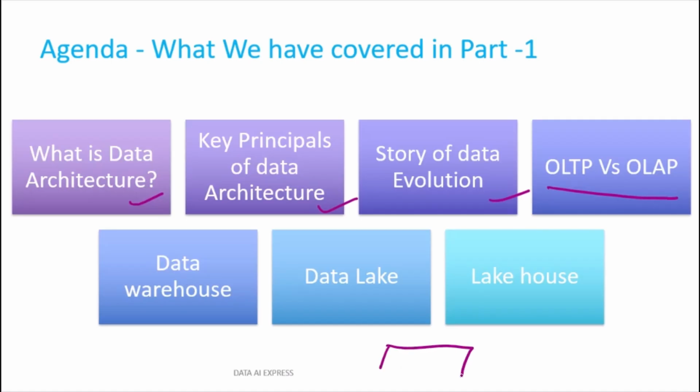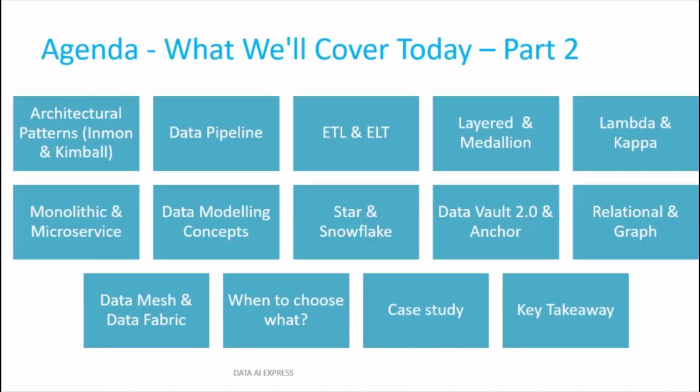So today, building on part 1, we will now explore various data architecture patterns, including Inmon versus Kimball, data pipelines, ETL versus ELT, layered and medallion architectures, and innovative concepts like Lambda and Kappa architecture. We will also cover monolithic versus microservice approaches and crucial data modeling concepts like star schema, Snowflake schema, data vault, anchor modeling. We will even touch upon cutting edge topics like graph databases and data fabric. These are the countless architectural patterns and strategies to explore. So let's get started. This is Data Express.